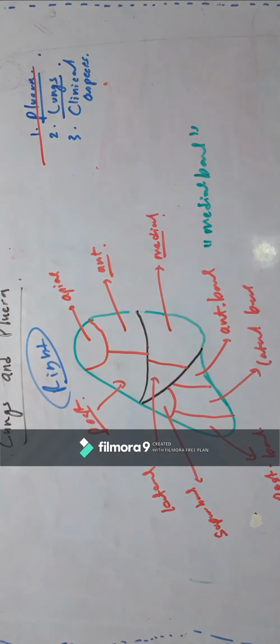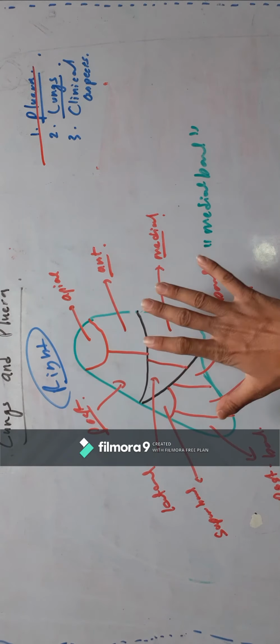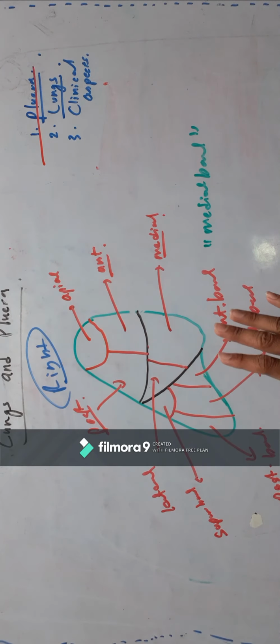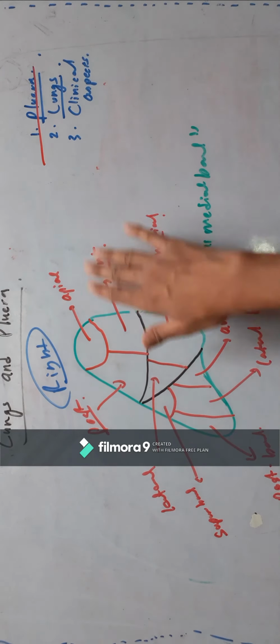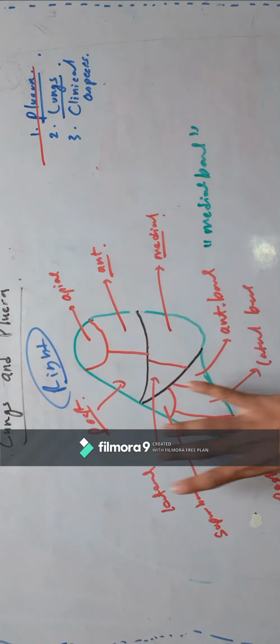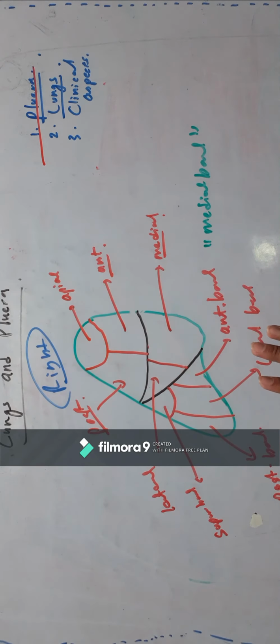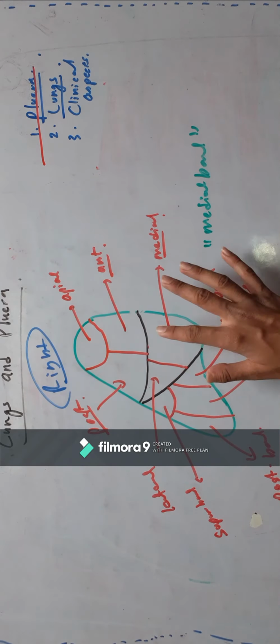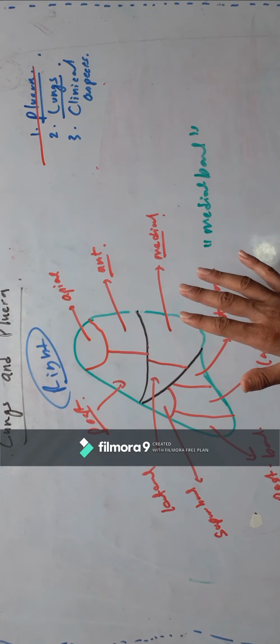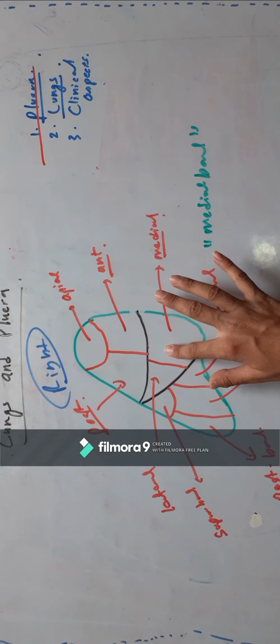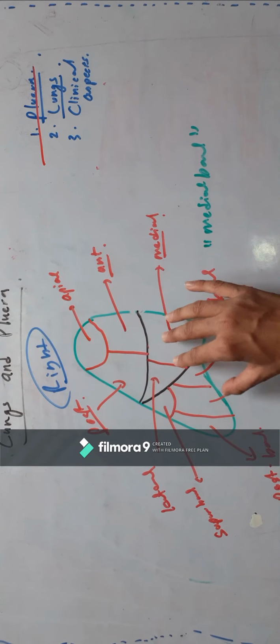This is the right lung. So these are the bronchopulmonary segments of the right lung. The clinical aspect of why we need to study these bronchopulmonary segments is that these segments are functionally independent parts of the lungs.